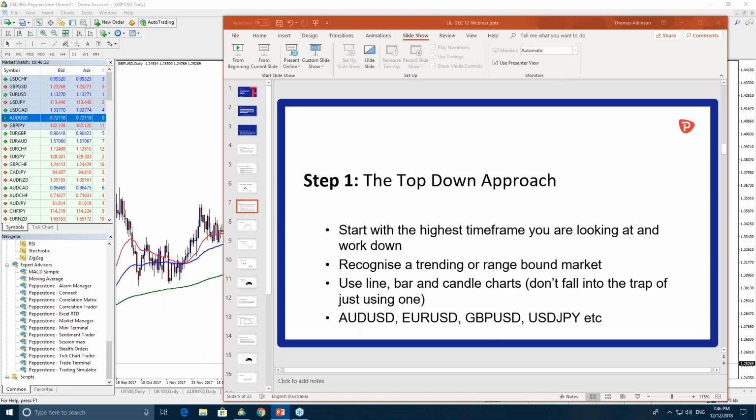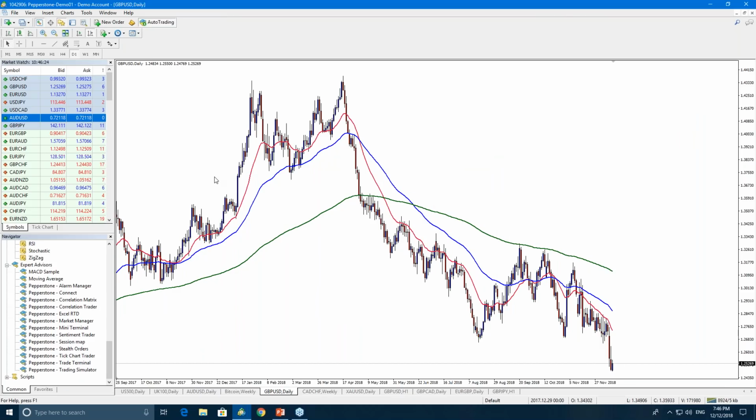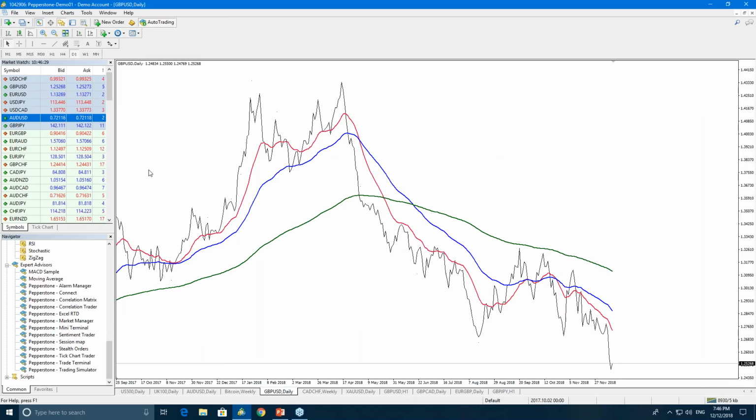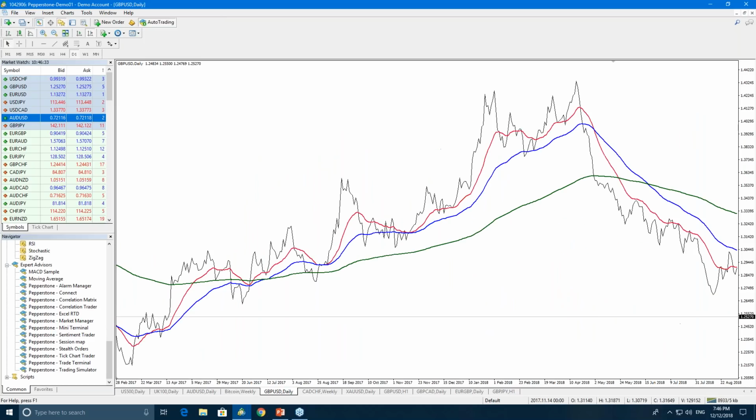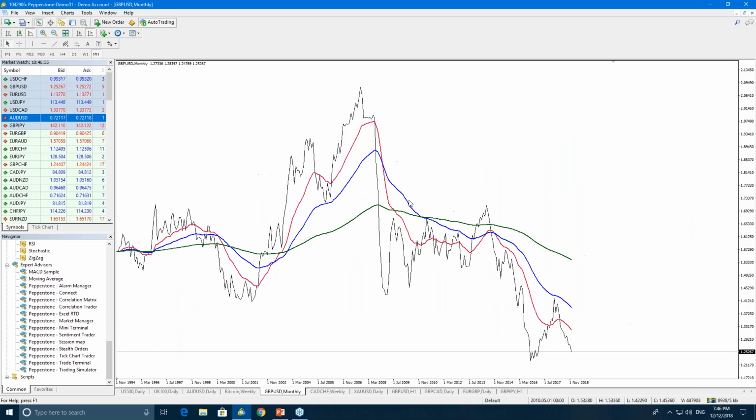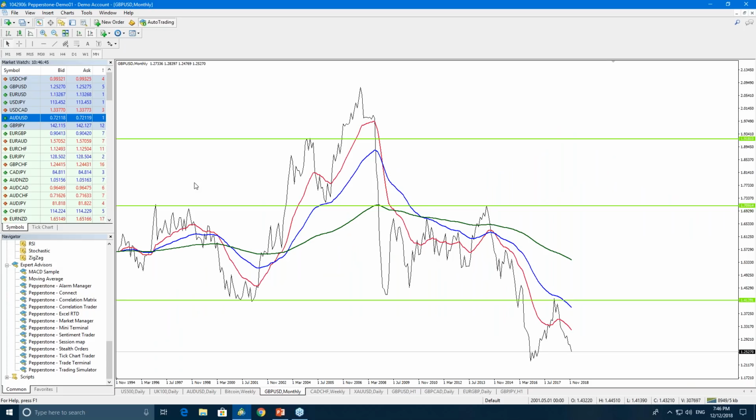Let's just quickly jump back into this pound. As I said, if you put on a line chart, what you'll notice is it just really clears up when you're looking at things. So if we start at a monthly and we were just wanting to draw up our basic support resistance, I think a lot of you would be able to see these very clear points of resistance and outlier points.